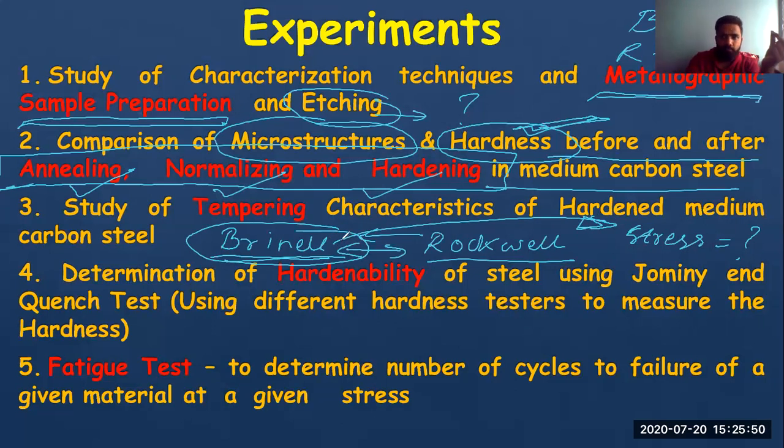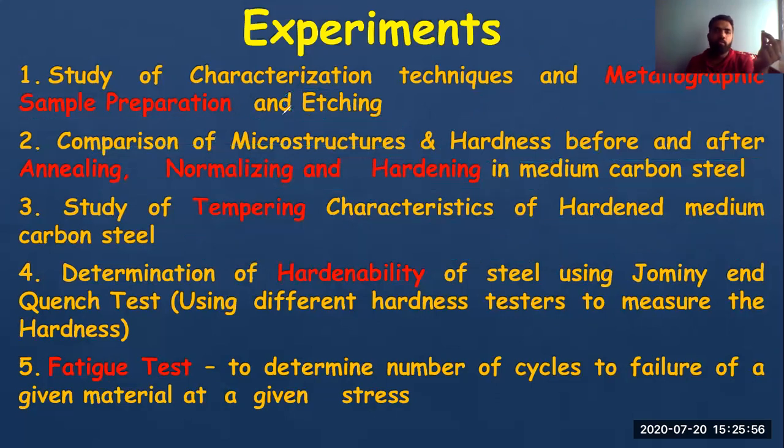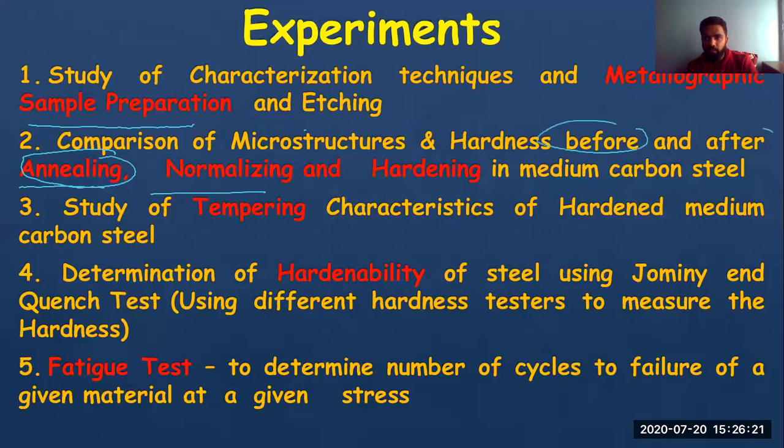I would like to clear this so that we can proceed properly. First is sample preparation. Second is comparing the microstructure. First you have to make a sample. Next, you have to make an annealed sample. You have to prepare the surface so that microscopic examination is possible, and compare the results before and after annealing, that is, the main sample and the annealed sample. You have to compare the results of microstructures as well as hardness.